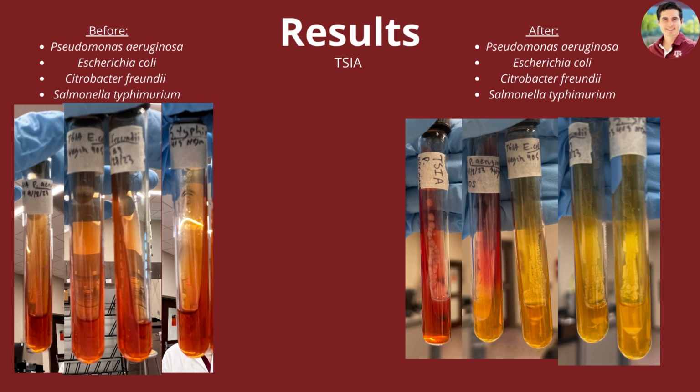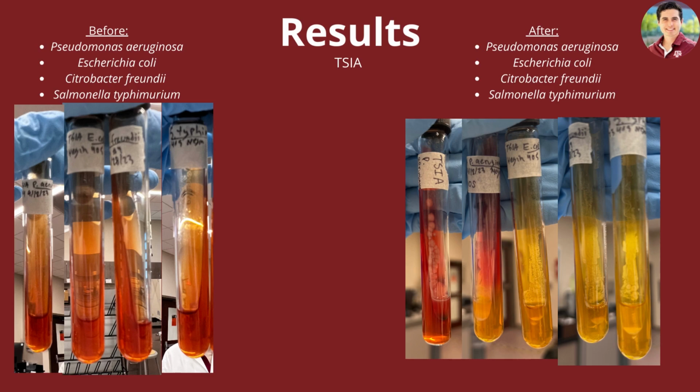Next, we performed the TSIA, a test on several different microorganisms, and the principle is to determine the ability of an organism to attack a specific carbohydrate incorporated in a basal growth media, with or without the production of gas, and along with the determination of possible hydrogen sulfide production. Now, here on the left, we can see the before of P. aeruginosa, E. coli, C. Furundi, and S. Typhimurium. And on the right, here are results after.